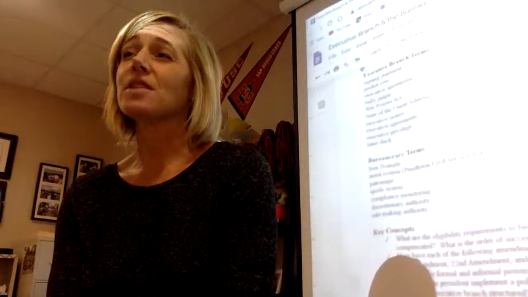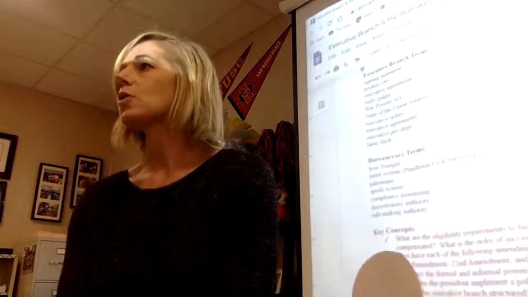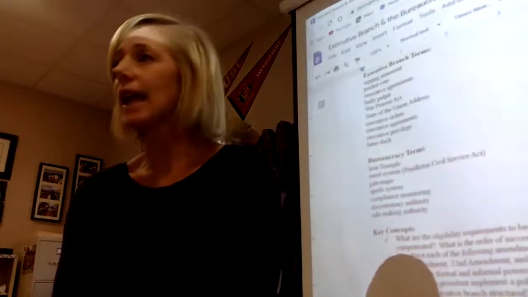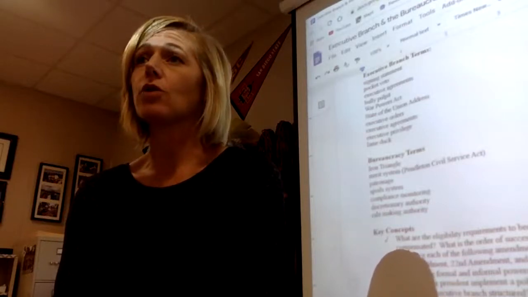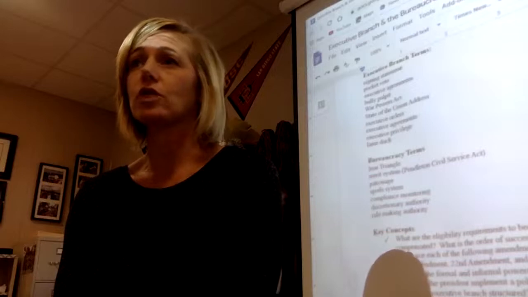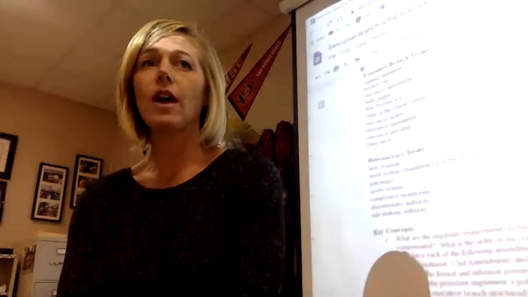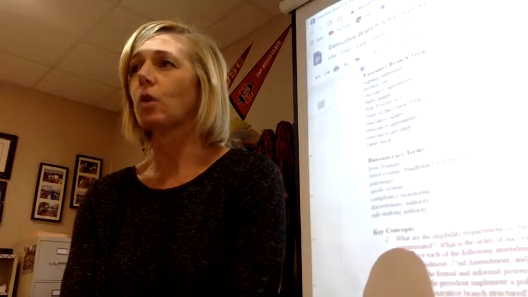Some of the amendments that you need to know relating to the presidency: the 12th Amendment. The 12th Amendment said that the president and the vice president run on the same ticket, meaning that they run together. When you vote for president, you are also voting for his or her chosen vice president. Previously, the top vote getter from the Electoral College became president, and the second top vote getter became vice president. That was changed with the 12th Amendment.